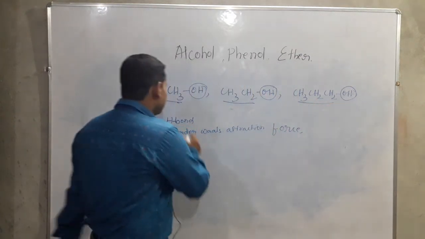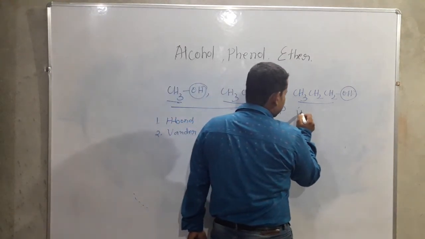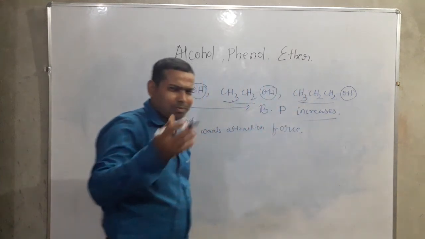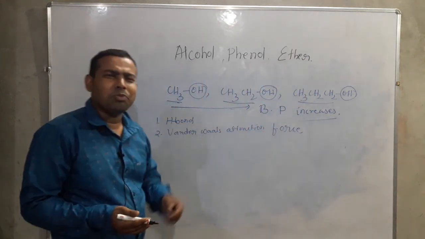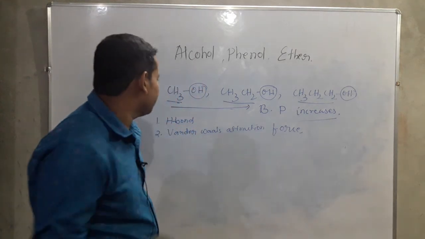Clear, people? So from left to right BP increases. BP means not blood pressure, this one is boiling point. Clear, people? Okay. Next, another example.